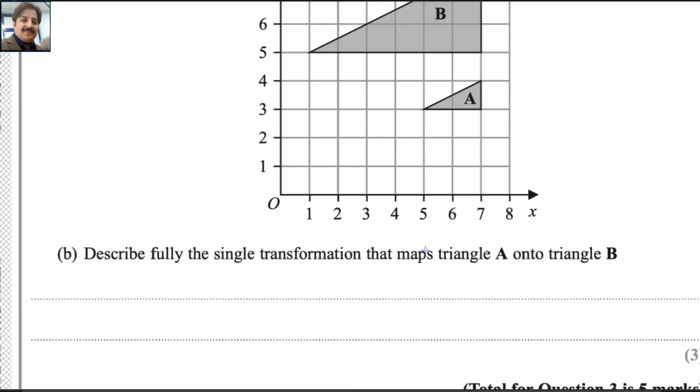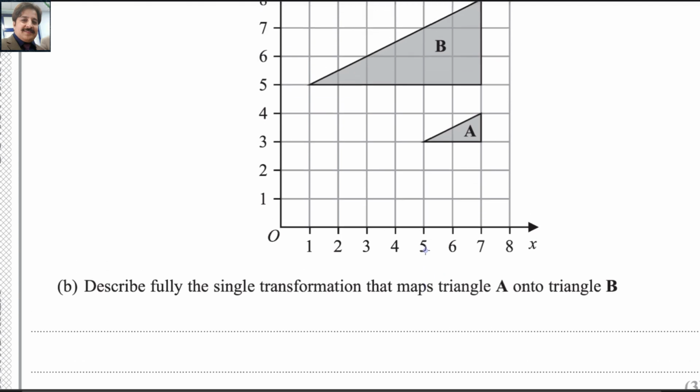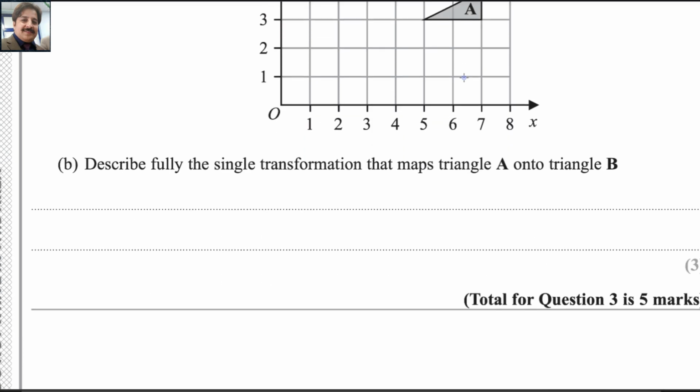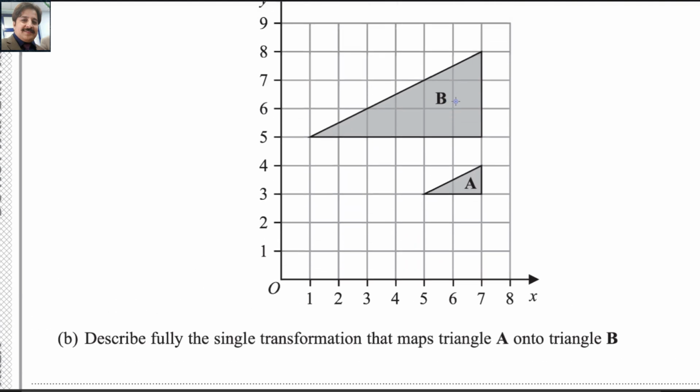Now for the second part, B, describe fully the single transformation that maps triangle A onto triangle B. First, it is clearly visible that it is enlarged. This is worth 3 marks, so you have to mention 3 points. First, whether it is an enlargement. Second, the scale factor, how much the enlargement is. And the third point, the center of enlargement. So these 3 points you have to describe.